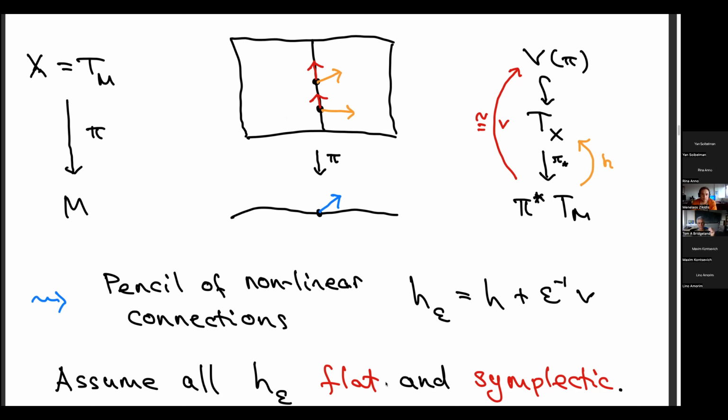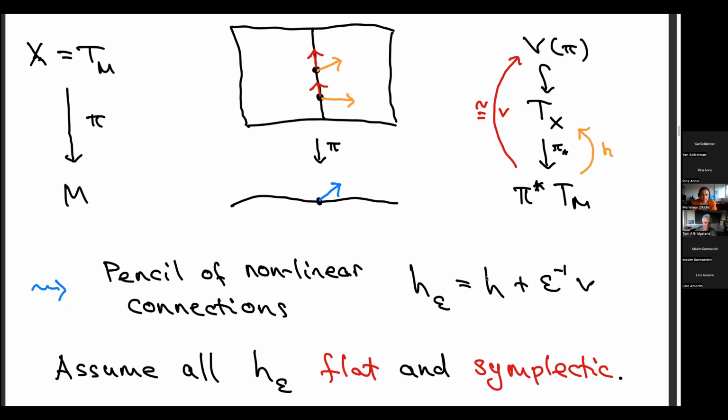I'm kind of laboring this because this is the only content, really. This is the structure I'm looking for: a pencil of nonlinear connections of this form on the tangent bundle of M. And you can see already that it's a little bit like a Frobenius manifold, because a Frobenius manifold is basically a manifold with a pencil of flat linear torsion-free connections on the tangent bundle. So we dropped the linear and we've put symplectic instead.